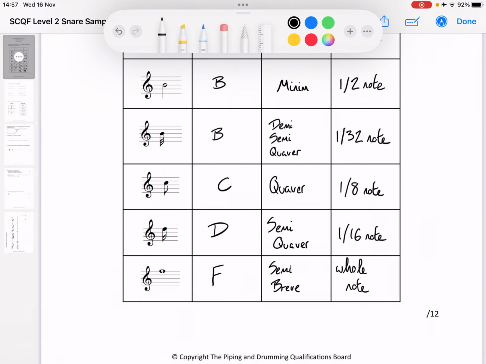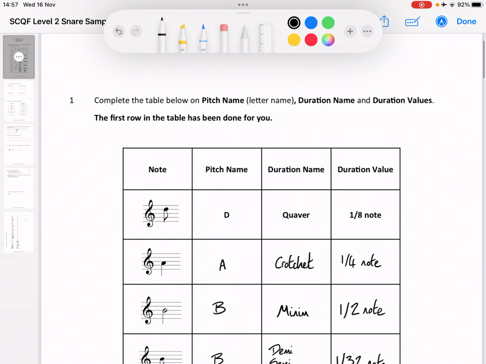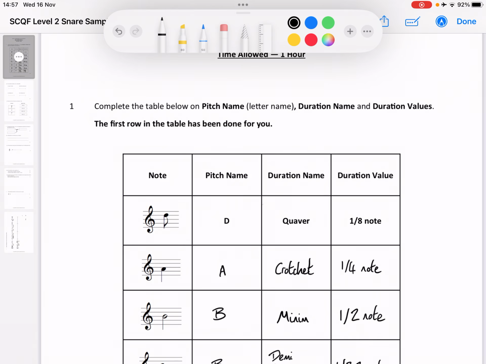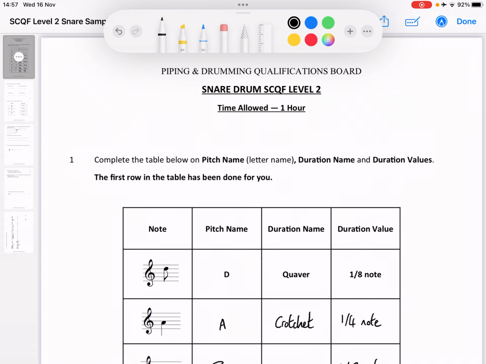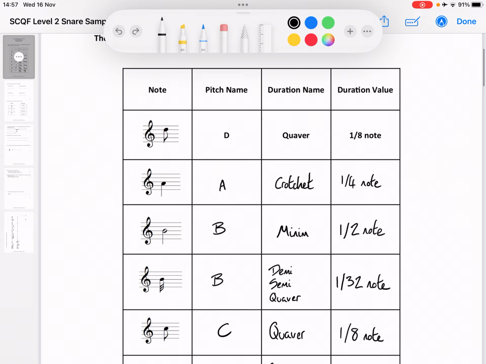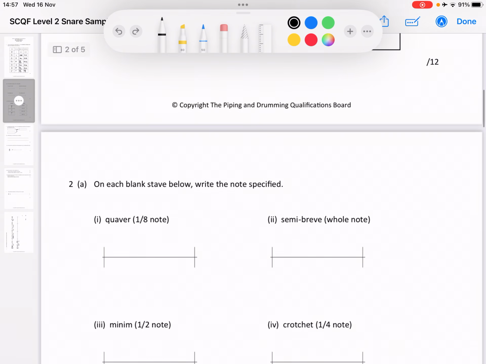Okay, so that, boys and girls, would be question 1 done. Okay, and the time you've been given for the test is an hour, but you'll find that you'll probably scoosh through it a bit quicker than that if you're confident with this.